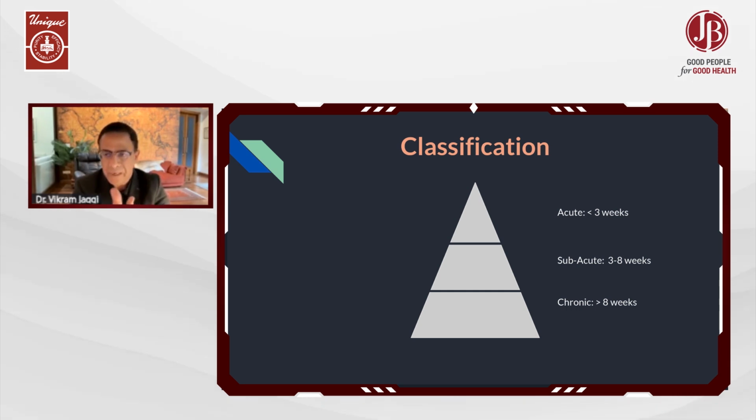So whenever we are faced with a patient of cough, it is a good idea to categorize whether it is acute, subacute, or chronic. This is not a theoretical thing. It's a very practical thing. Less than 3 weeks is acute, between 3 and 8 is subacute, and beyond that chronic. The causes are quite different. Today, the focus will be largely on acute coughs, so I will stick to that mainly.